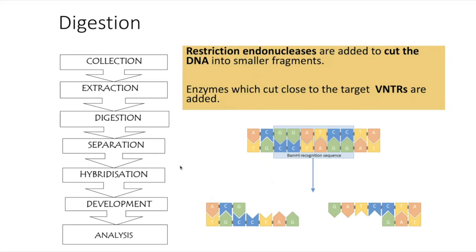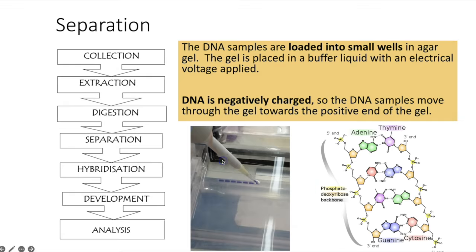Then we need to digest this DNA, and we're going to use restriction endonucleases to cut the DNA into smaller fragments. And enzymes which cut close to target VNTRs are going to be added.